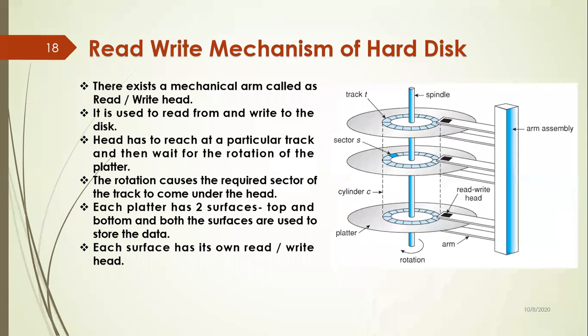So that it comes to the particular track. When the correct track and correct sector come under the read write head, then and only then we can perform the read and write operation. And each platter has two read write heads, one above and another at the bottom surface.